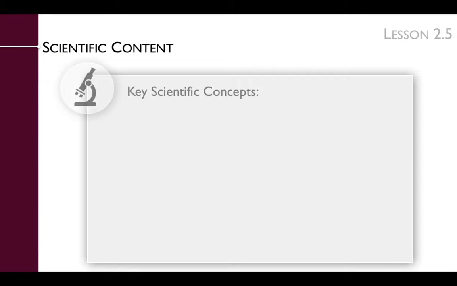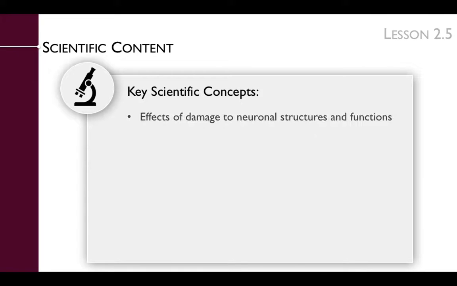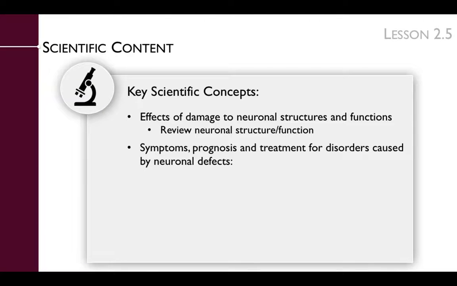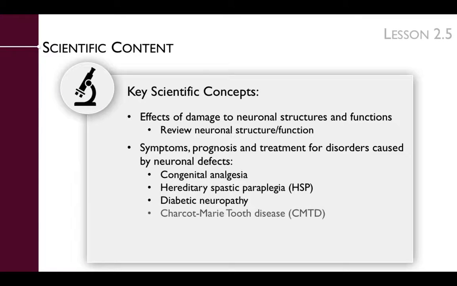To prepare for this lesson, you'll need to review the key scientific concepts that we presented in it. They include the effects of damage to neuronal structures and functions, which requires a review of neuronal structure and function, and the symptoms, prognosis, and treatment for disorders caused by neuronal defects. The disorders we review in this lesson include congenital analgesia, hereditary spastic paraplegia, HSP, diabetic neuropathy, Charcot-Marie-Tooth disease, CMTD, multiple sclerosis, MS, and Alzheimer's disease.